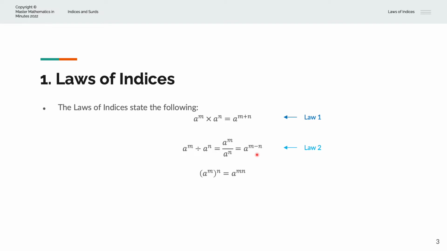And the third law is where we have a to the power of m, brackets, to the power of n. The law states that we should multiply the power, and so we have a to the power of m times n as the third law. And the fourth law states that a to the power of 1 over n can be written as the nth root of a, and that's law 4. And the next law is a to the power of m divided by n. That can be written as the nth root of a to the power of m. And that's law number 5.